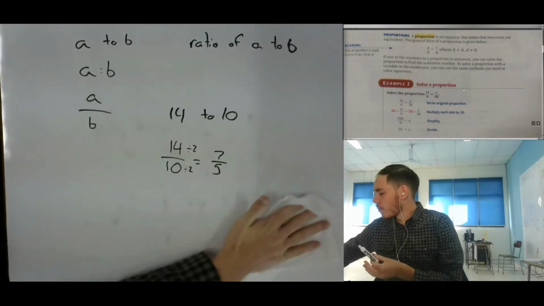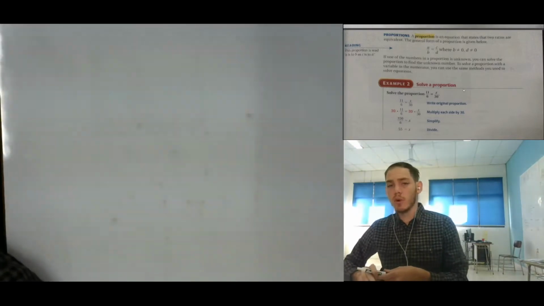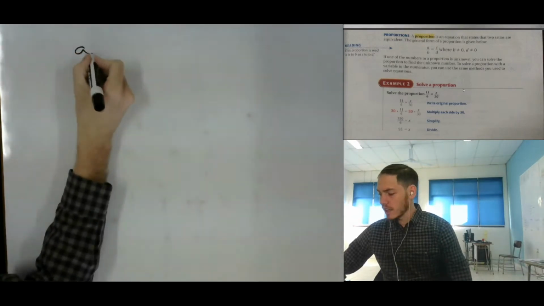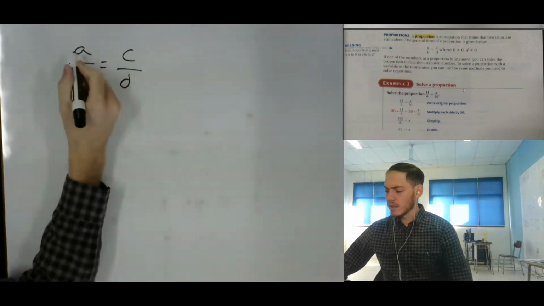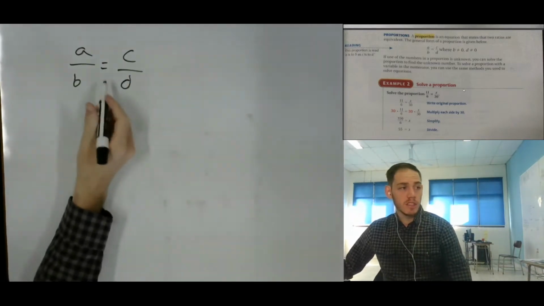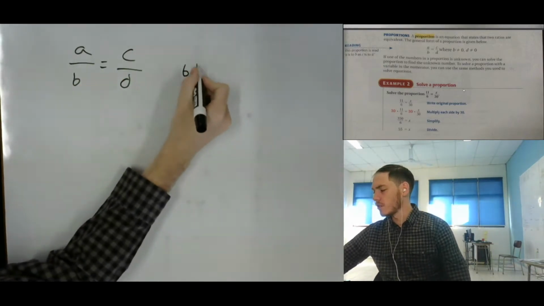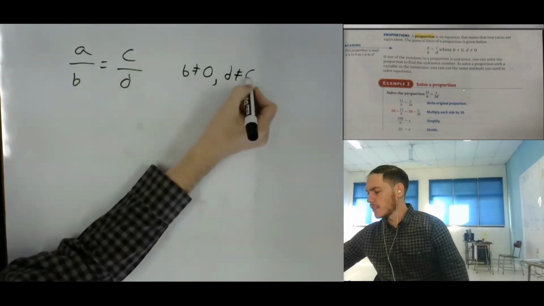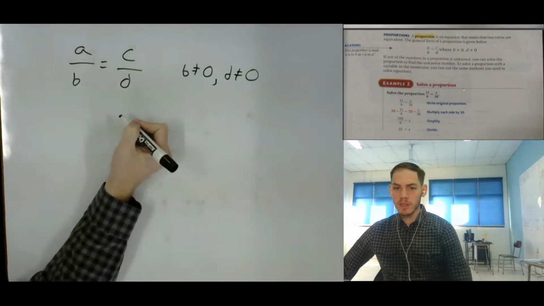So, a proportion. A proportion is an equation that states two ratios are equivalent, okay? So remember, a ratio is a fraction. An example is A over B equals C over D. This is a proportion because it's an equation, okay? You see the equal sign. But remember, denominators cannot equal 0, because it doesn't produce anything useful to us.